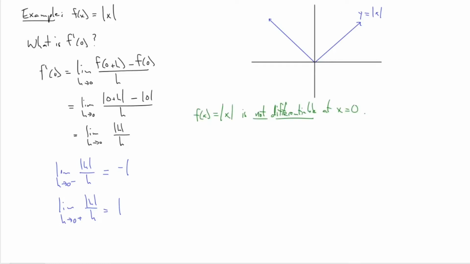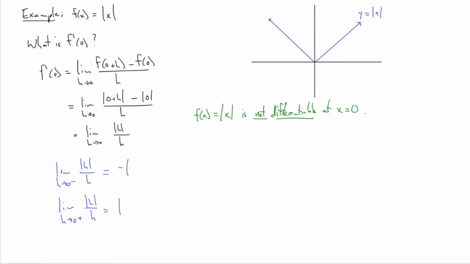Which is to say that the function f of x equals the absolute value of x is not differentiable at x equals 0. None of these things, the limit from the left, the limit from the right, or the fact that it's not differentiable at 0 should come as a surprise, really, because the derivative at 0 ought to be the slope of a tangent line at 0.